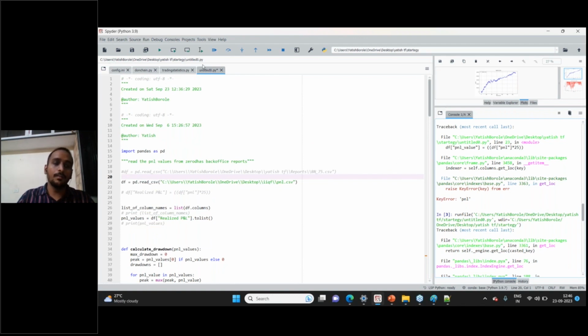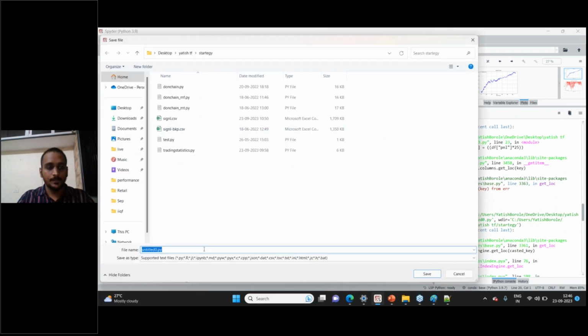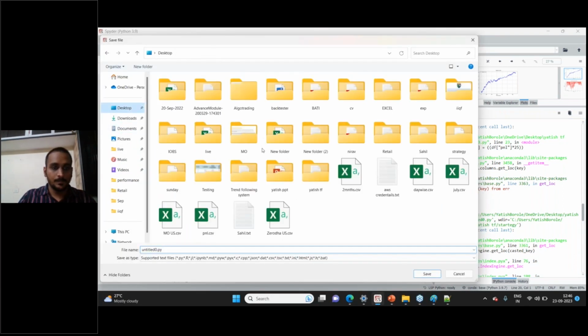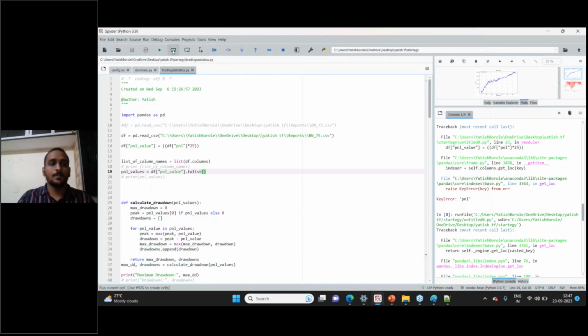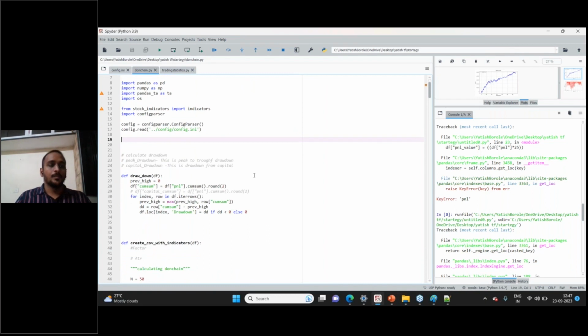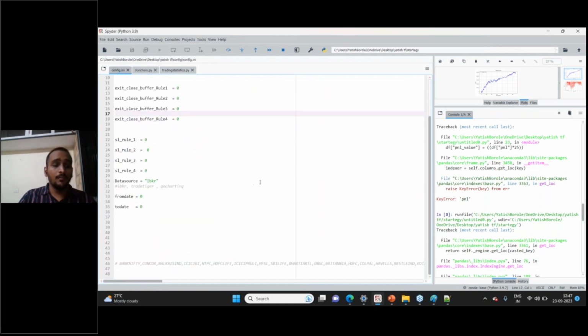Now I'll be showing you a trend following system. Coming to the trend following system. So now we will be having a config file.